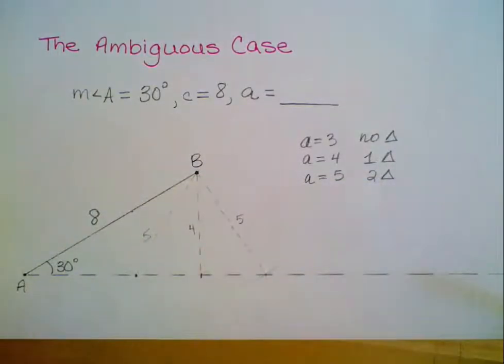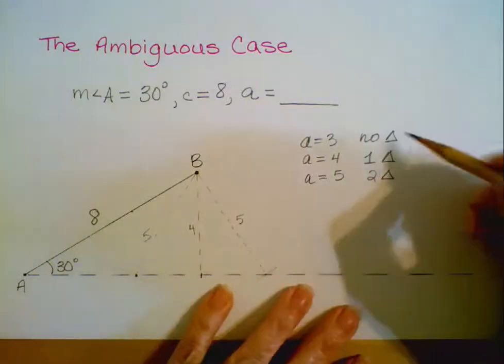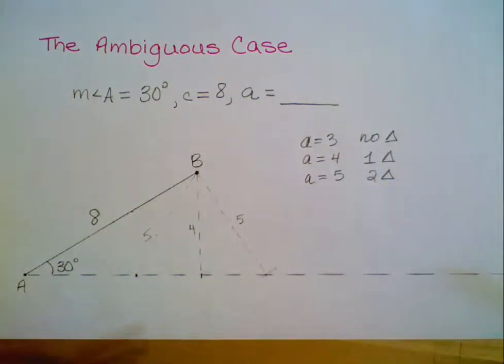And that's why it's called the ambiguous case. It's ambiguous because we don't quite know what we're going to get. Now, we have some ways that we can reason through determining which of these 3 outcomes would be possible. But it does illustrate why we don't say the triangles are congruent.